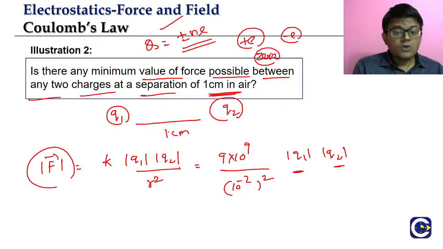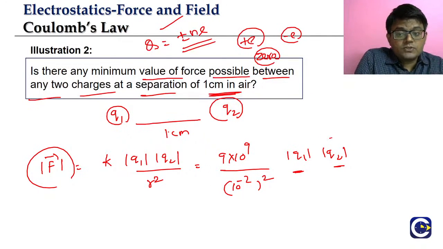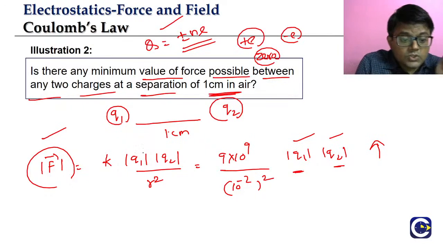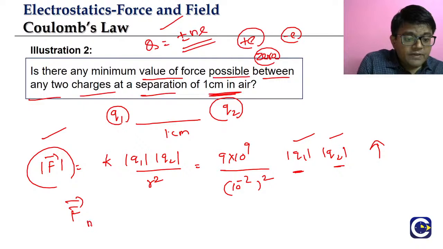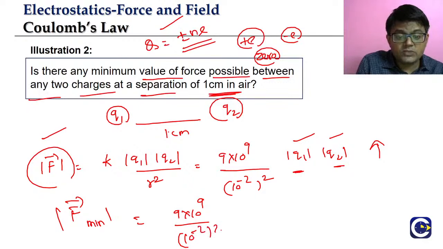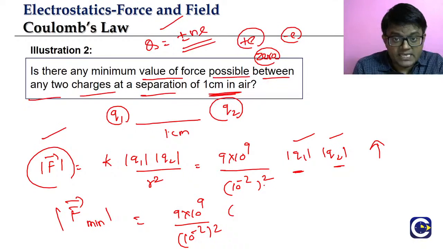Now when you look at the force, force is proportional to the product of the charge values. If q1 is increasing, the force will be increasing. If q2 is increasing, then also the force value will be increasing. So we will have the minimum possible value for the force between two charges at a separation of 1 centimeter when both these charge values are the basic charge, either plus e or minus e.